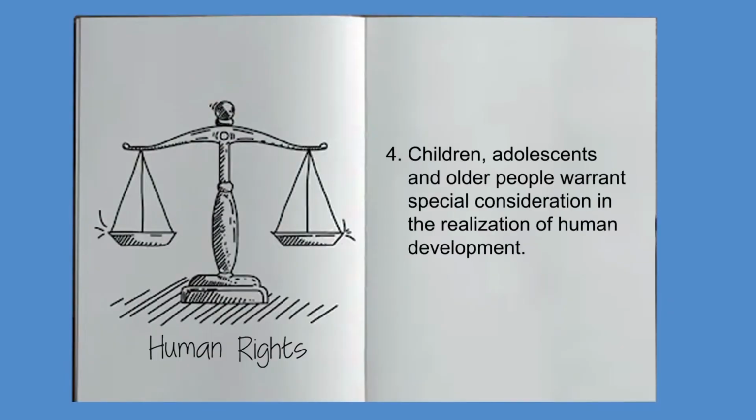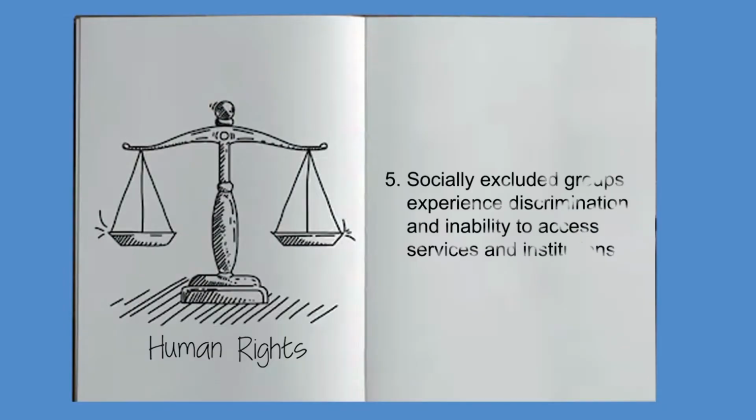The 4th one, children, adolescents and older people warrant special consideration in the realization of human development. Poor human development at an early age can have a strong impact on the rest of life. Adolescent and older people have specific vulnerabilities and human development needs which may not be adequately catered for by broadly targeted programs. The 5th one, socially excluded groups experience discrimination and inability to access services and institutions.